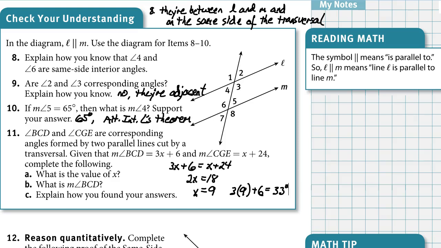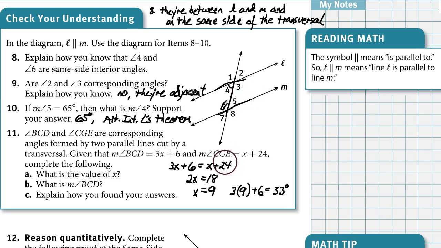Number 8, explain how you know that angle 4 and angle 6 are same side interior angles. Here's angle 4, and right here is angle 6. They are between lines L and M, and they are both to the left of the transversal.